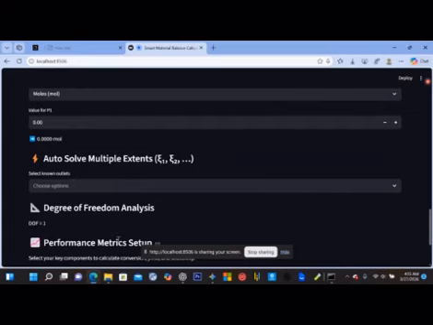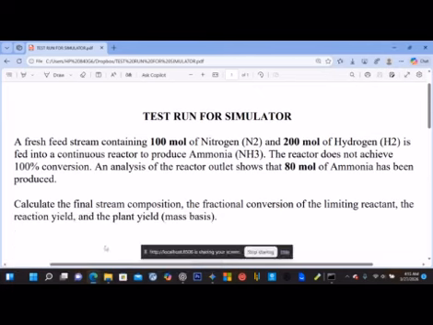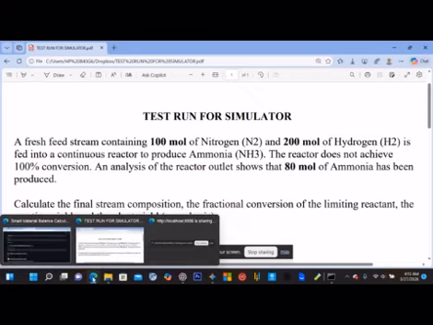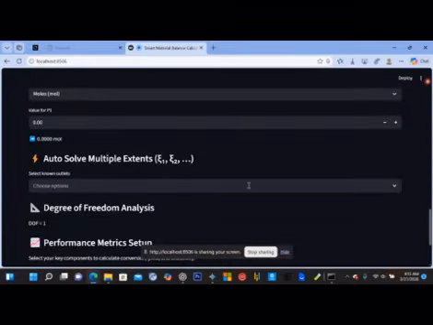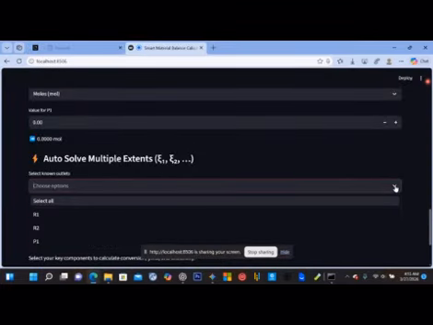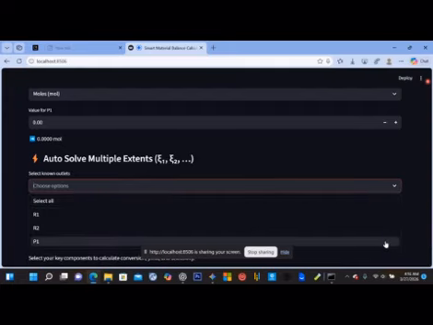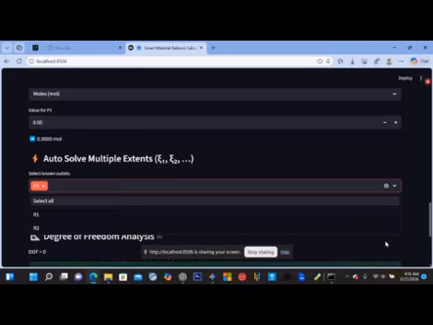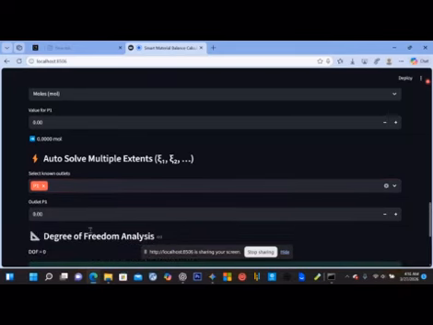And also, back in the question, it tells us that 80 moles of ammonia has been produced. So we move back to our simulator, and here it means ammonia. We select ammonia, which is the same as the P1. So when we select ammonia, you specify the outlet mole, which is 80. You press enter for it to apply.